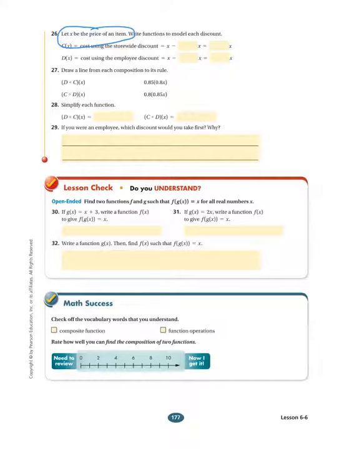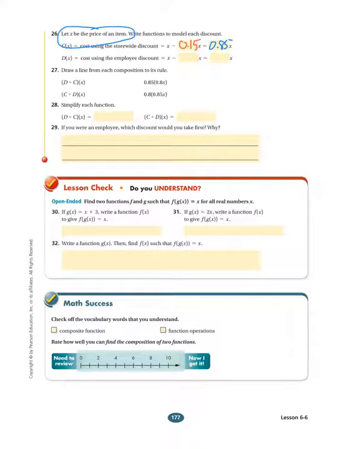So if the store is giving a 15% discount, then we are going to write this as 0.15x, and 1x minus 0.15x is going to end up giving you 0.85x. So you're really only paying 85% of the original price for that item.